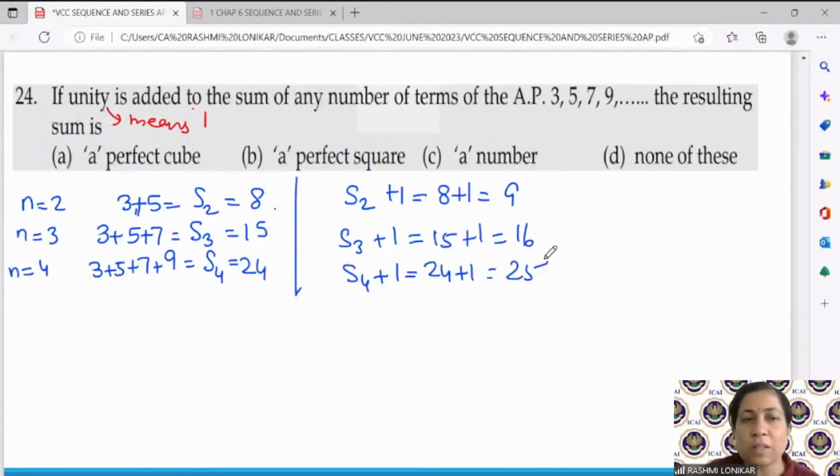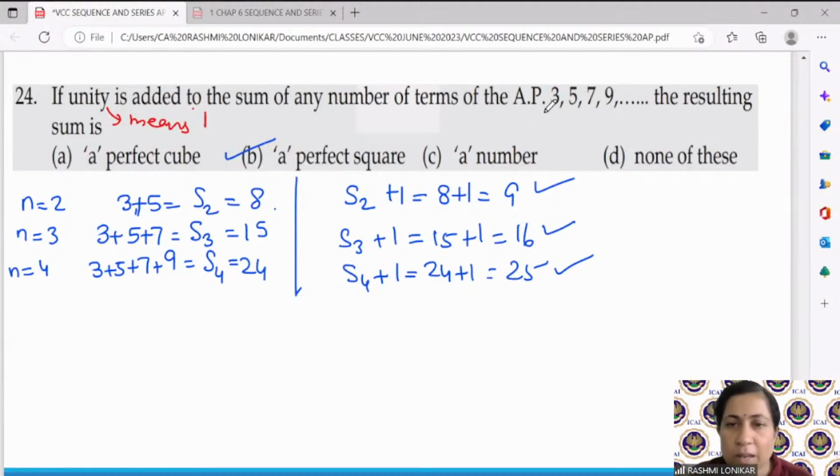Can you see what are these? Is it a perfect cube? No. 3 cube is 27, not 9. Is it a perfect square? Yes, it is a perfect square. 16, is it a perfect square? Yes. As for 25, is it a perfect square? Yes. So this is correct. B is the correct answer.